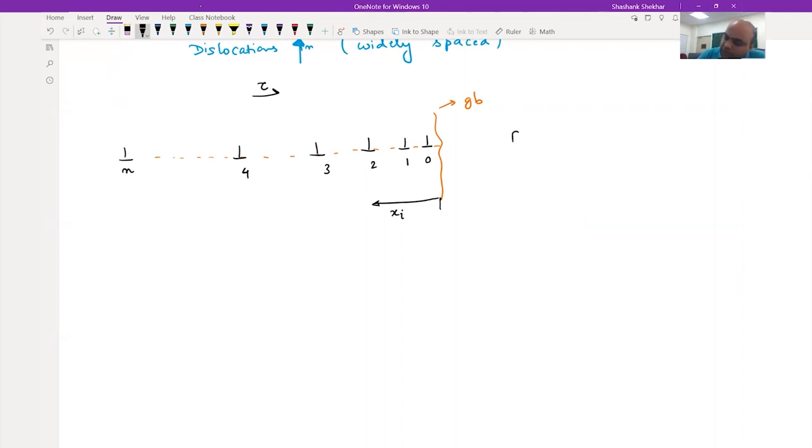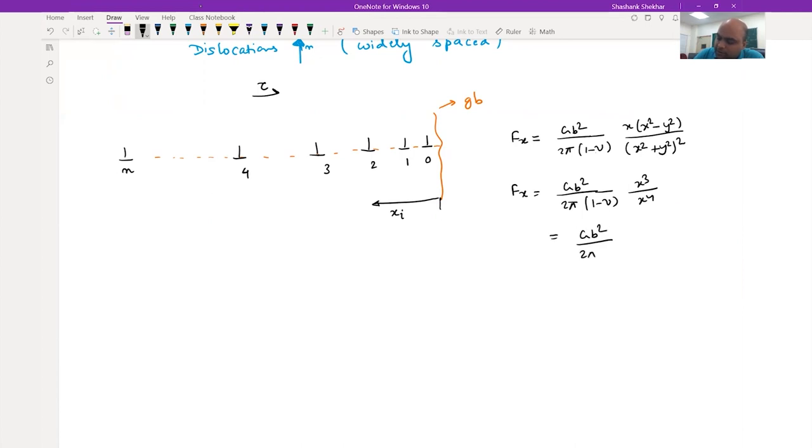Okay, so you have all these edge dislocations on the same slip plane, right? So the general formula for the force between two edge dislocations we can write as Gb square by 2 pi (1 minus mu) times (x square minus y square) divided by (x square plus y square) whole square. Okay, so y is zero here because we are talking about the same slip plane, and the two dislocations that are interacting are on the same slip plane. So y becomes zero. So force in this case we can write as Gb square by 2 pi (1 minus mu) x cube by x4, or finally Gb square by 2 pi (1 minus mu) into 1 by x.